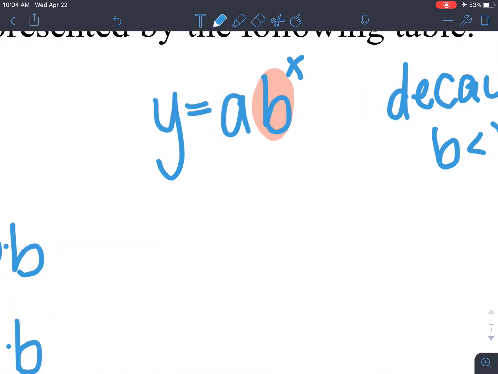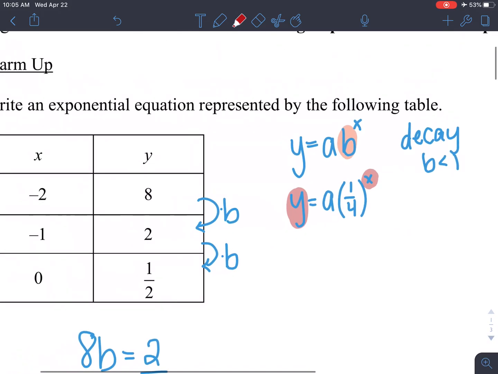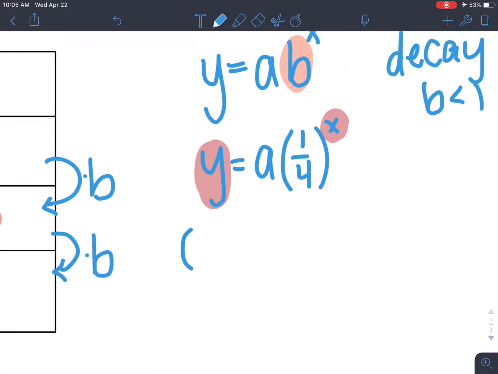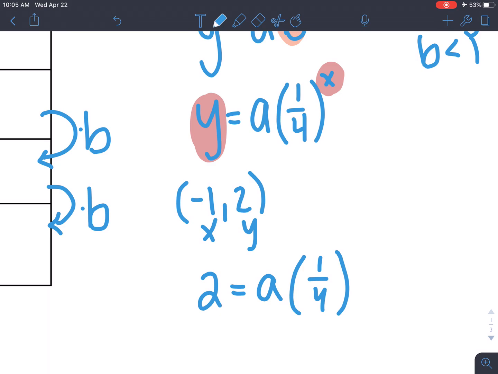I can go and substitute that in. y equals a(1/4)^x. Now, in order to find my a, just like with our quadratics, I'd substitute in a value for x and y. You can use any point you want as long as you know it's on the function. So I'm going to choose the point (-1, 2). But again, it doesn't matter. So (-1, 2). -1 is my x, 2 is my y. And I'm just going to substitute those in. So 2 equals a(1/4)^-1.